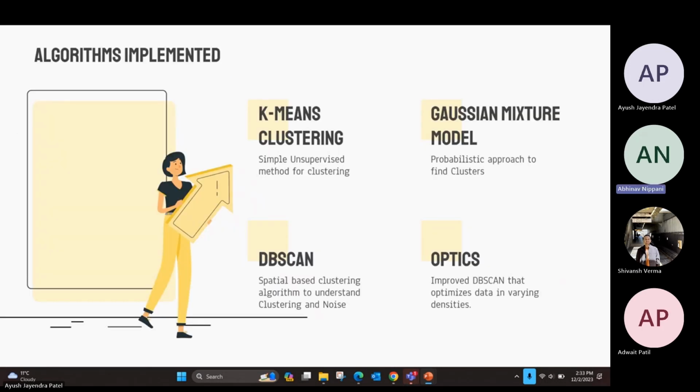Like Shivansh explained, we have implemented four different algorithms for clustering. The first one is k-means, which is a simple unsupervised method. The next one is the Gaussian mixture model, which is a probabilistic approach. The third one is DBSCAN, which is a spatial-based clustering approach. And the fourth one is OPTICS, which is an improved version of DBSCAN.